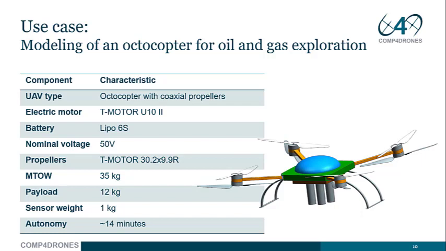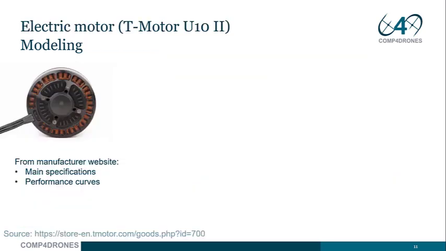I will now go through the modeling and possible validation of the different subsystems of the drone. Let's start with the electric motor. So we had the reference of the motor chosen for the UAV just presented.